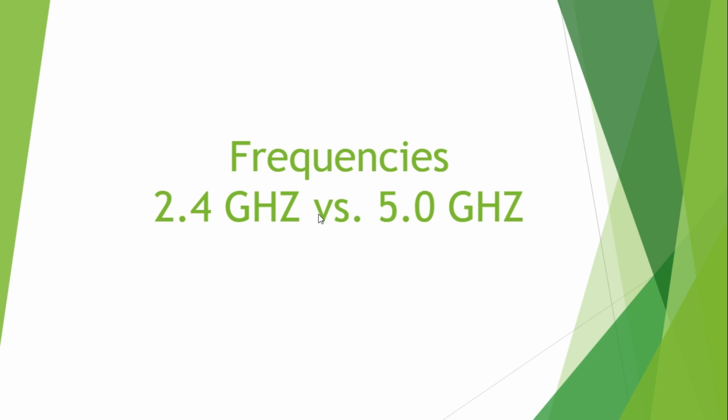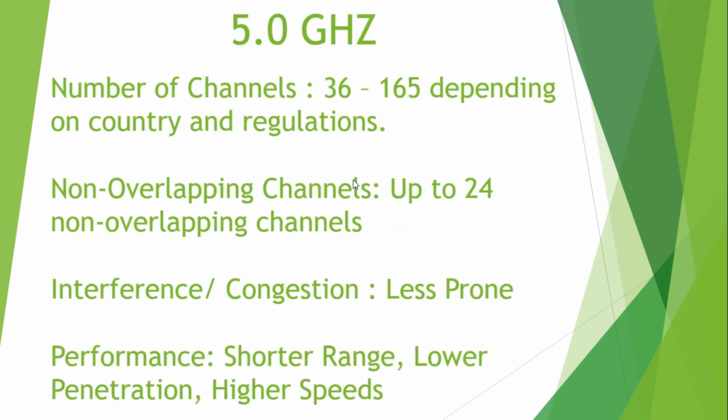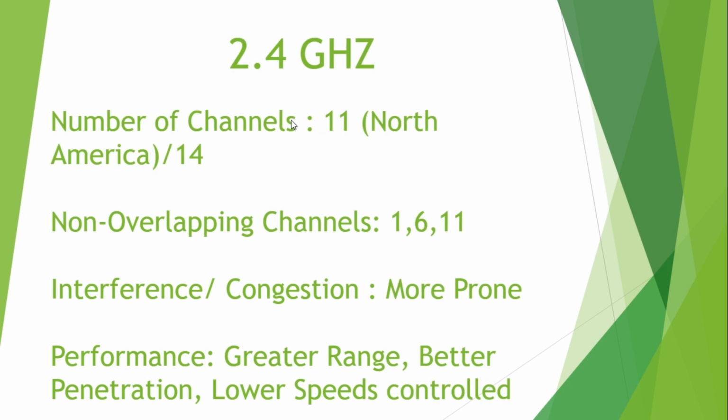So 2.3, compare and contrast protocols for wireless networking. Let's get into it. When it comes to Wi-Fi, guys, you need to just memorize these two frequencies here: the 2.4 gigahertz and the 5.0 gigahertz. And we're going to go ahead and talk about those. 2.4, 5.0.